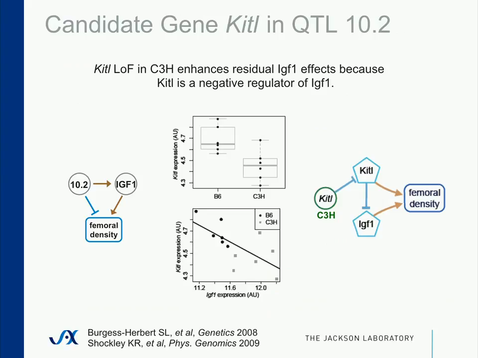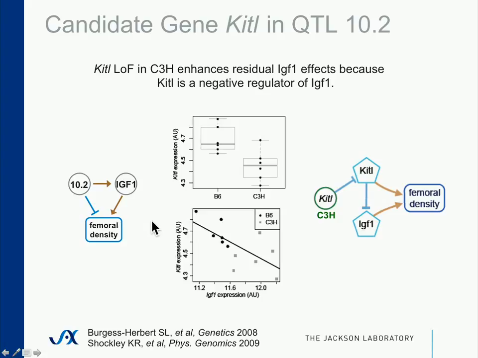Okay, these can then help us think about models for candidate genes. And so our favorite candidate gene in this chromosome 10 QTL is Kitl, and that was mentioned the other night. That's the blonde gene. It also plays a role in a number of growth processes. And so here we had an interaction in which we have this QTL that harbors Kitl enhancing the effect of IGF-1, and they have opposite effects on femoral density.